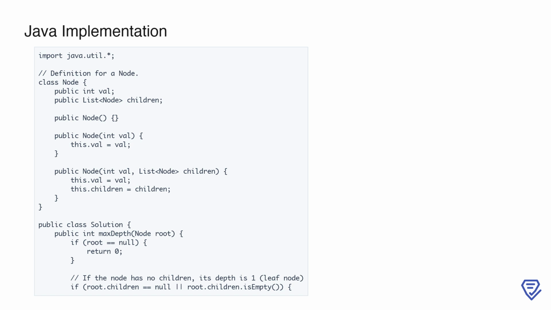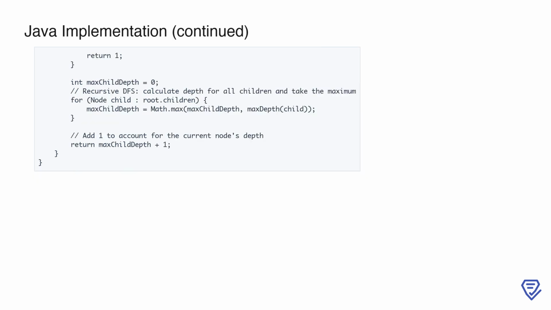Next, we handle the case where the root node has no children, meaning it's a leaf node. In this scenario, the depth of the tree is 1, as there's only the root itself. If the node does have children, we initialize a variable, maxChildDepth, to 0. This variable will keep track of the maximum depth among all the child nodes. Using a for each loop, we iterate through each child of the current node and recursively call the maxDepth method. For each child, we calculate its depth and update maxChildDepth to hold the maximum value observed so far.